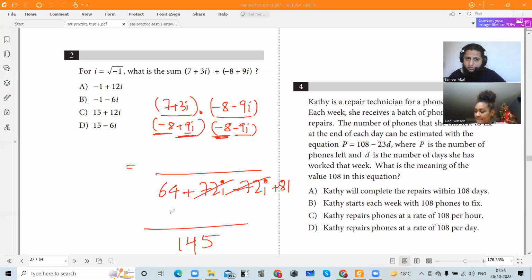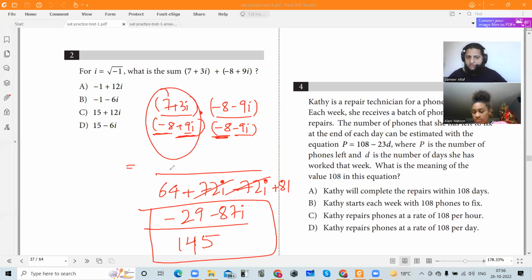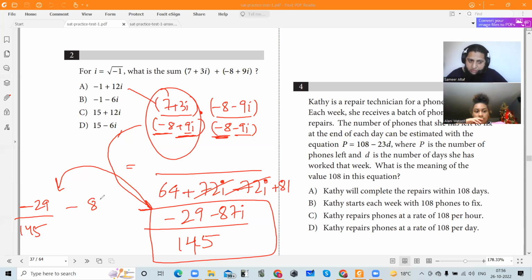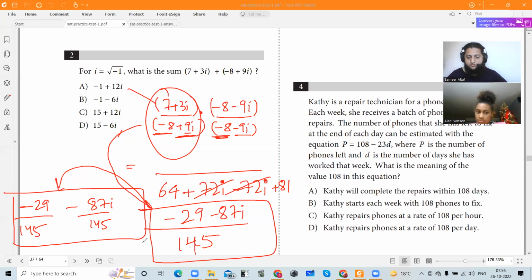Did you have it written what we got in the numerator? It was -29 minus 87i. So this is the division of the two imaginary numbers, 7 plus 3i and -8 plus 9i. When you divided the two, you got this answer. But the answer can be in a slightly different form. If you're having 145 in the denominator, you can give it to both of them, -29 also and -87 also. So this can also be written in this form.